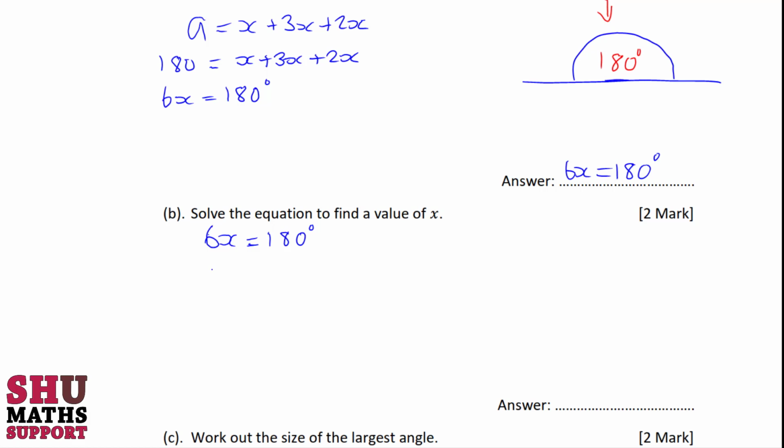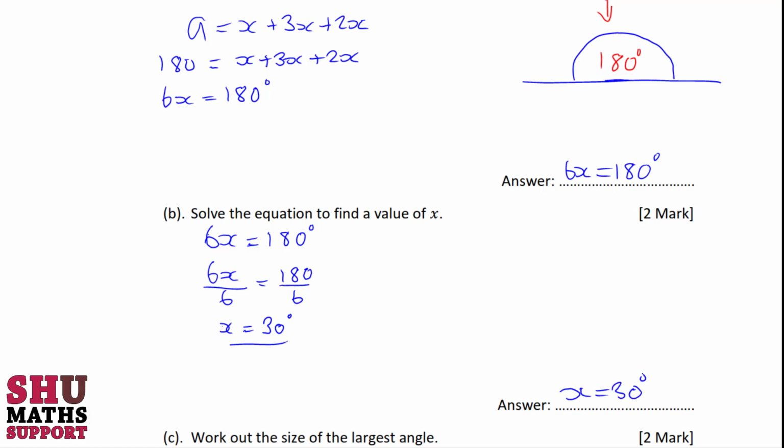So if we have 6 times x, we need to get rid of the 6, so we need to use division. So 6 times x divided by 6 is equal to 180 divided by 6, and this is of course x is equal to 180 divided by 6, which equals 30 degrees. So we have x is equal to 30 degrees.